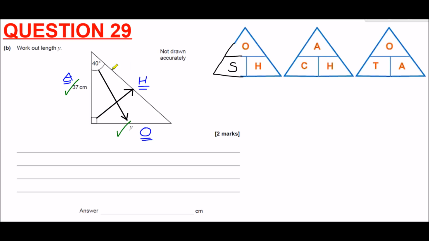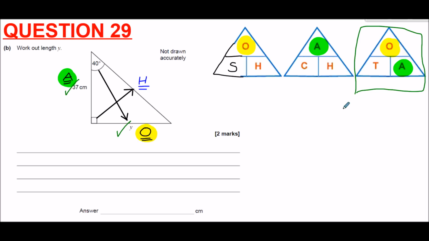Based on the ones you've ticked, we've ticked the A because we know the A. So highlight the A in these triangles. We've also ticked the O side because we're interested in working out the O side, which is y. So highlight O in each one of these SOHCAHTOA triangles. And like we did in part A, pick the triangle which includes the most information. This one has only got one bit, but we highlighted 2 bits for TOA. So we're going to use the TOA triangle.